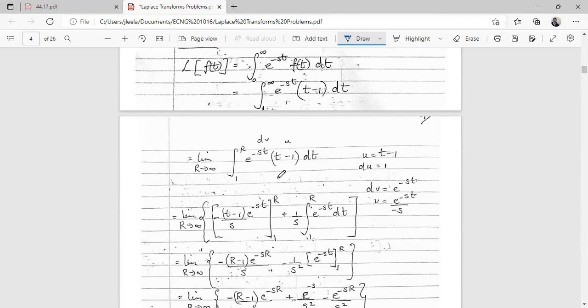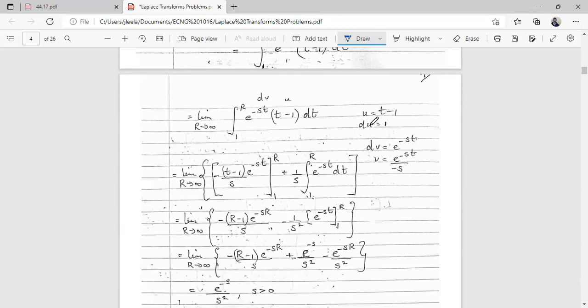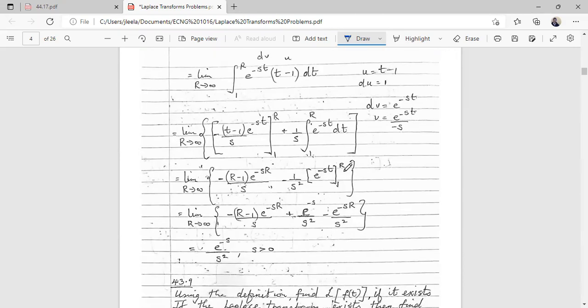So you call t minus 1 u, you call e to the minus st dv, right? So du will be 1, v will be e to the minus st over minus s, right? And your uv will be minus t minus 1 over s e to the minus st. And your v du will be minus e to the minus st over s. So the minus will give you a plus 1 over s e to the minus st, right?